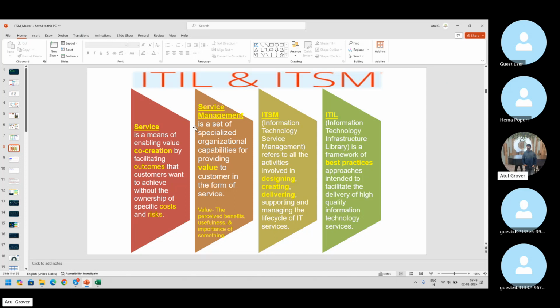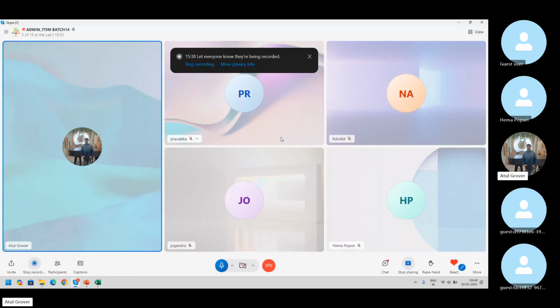Now, what is the meaning of the ITIL here? So we say that it is a IT service management, because when we word the word management, things immediately change. People and people management, right? So ITIL says that I know you want to do a business. Let Hema says, Atul, I want to do a business. Very nice. Go ahead.